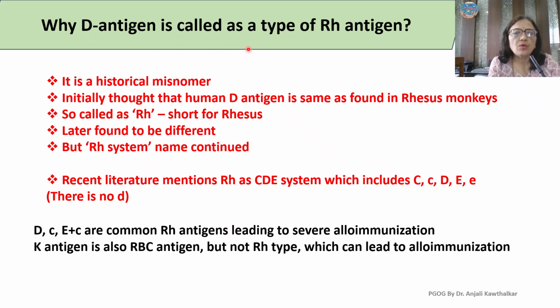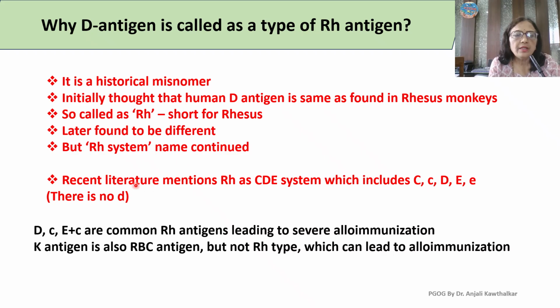Why is the D antigen called a type of rhesus antigen or Rh antigen? It is a historical misnomer actually. Initially, it was thought that the human D antigen is the same as was found in rhesus monkeys, so it was called Rh, short for rhesus monkeys. But later on, it was found that the D antigen found in humans differs from the one found in rhesus monkeys, but the Rh system name continued.